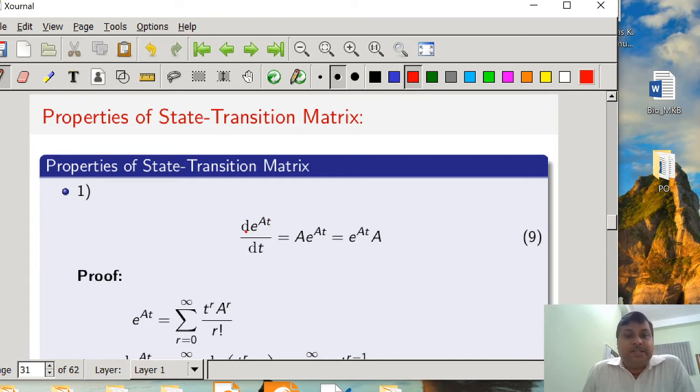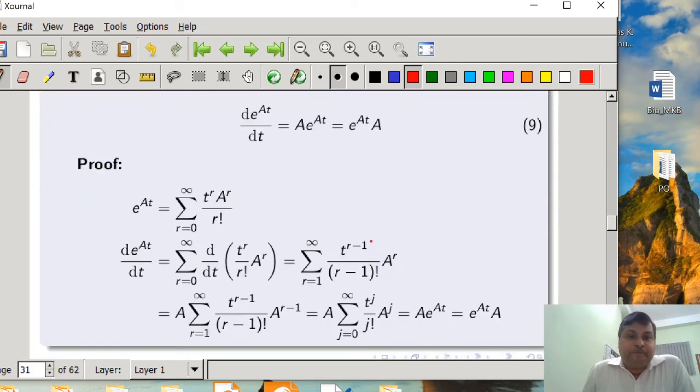So if we take the first derivative of e to the power at, it is simply a into e to the power at, fine, or we can also write e to the power at into a. And here the proof is given.